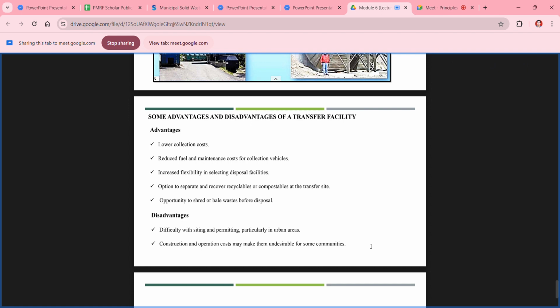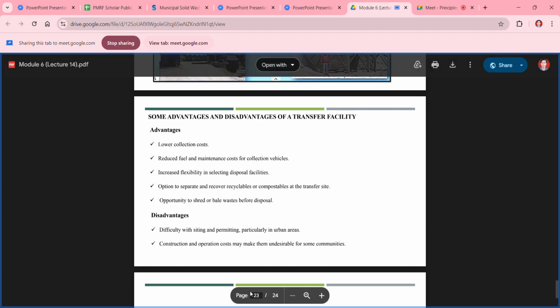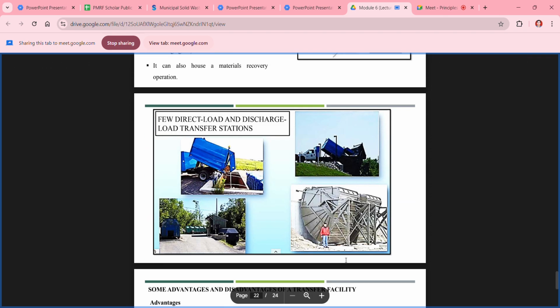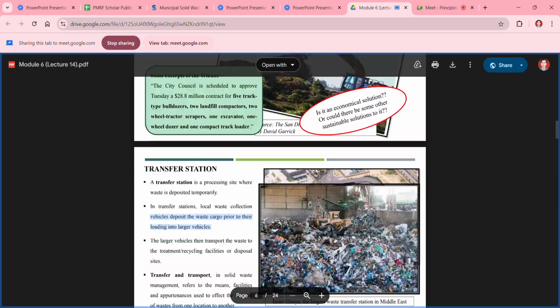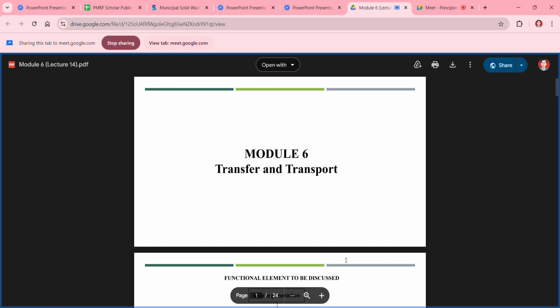Construction and operation cost may make them undesirable for some communities, and if the waste generation rate is not very high in some community, the operation cost might contribute to the higher economy of the total process. So the construction and operation cost may make them undesirable for some communities. Okay, so these were the lectures from last week.